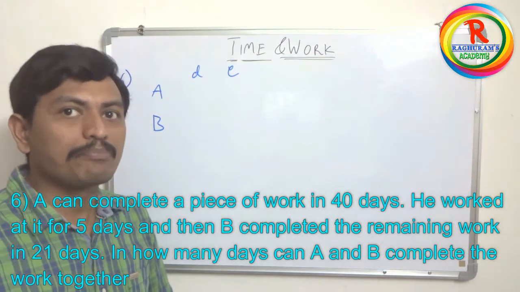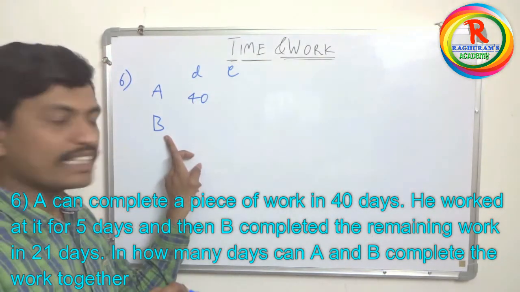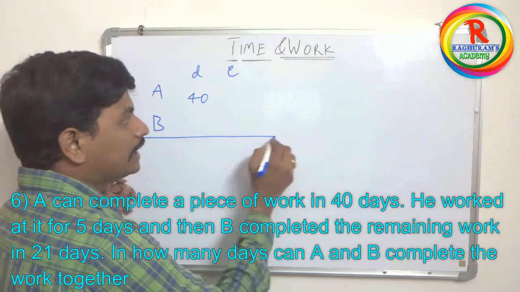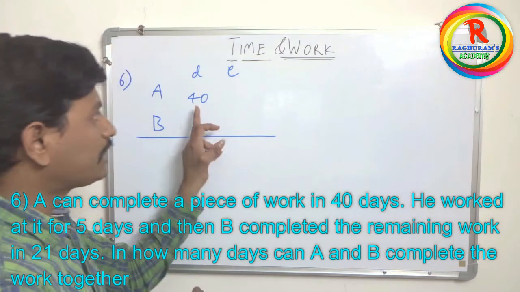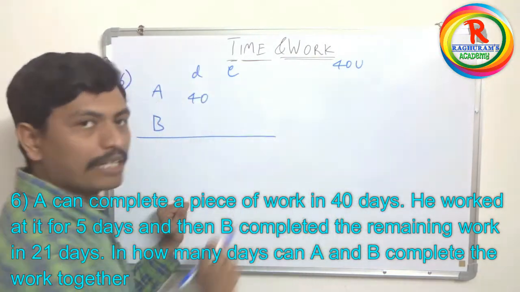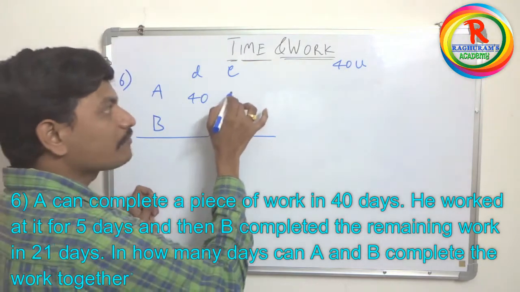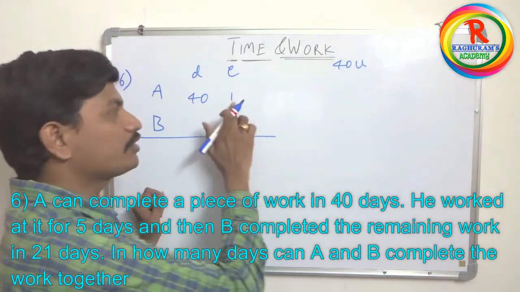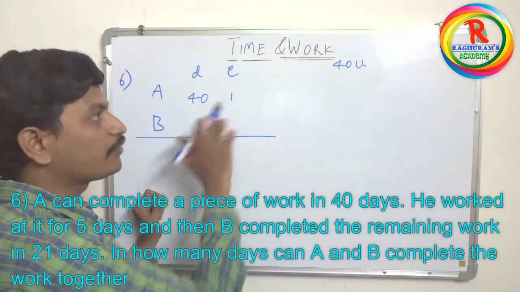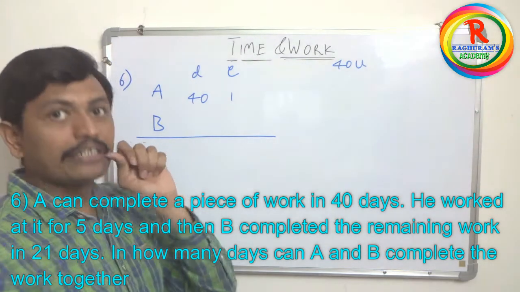A can complete a piece of work in 40 days. Here B's work is not given directly. In this type of problems, first we take temporarily 40 units. Total work temporarily 40 units of work. And what is the efficiency? 40 ones are 40. So he can complete in one day only 1 unit.